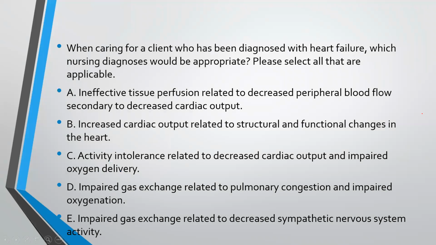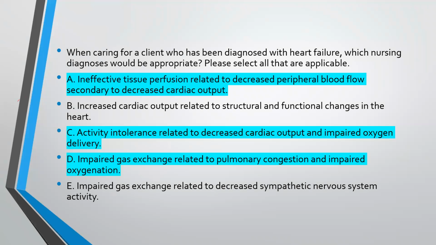Okay. So let's come to the right answers. Our first answer option is right: ineffective tissue perfusion, because oxygen or the blood supply will not reach the organs and the tissues. So here, ineffective tissue perfusion related to decreased peripheral blood flow secondary to the decreased cardiac output. This will be the right answer.